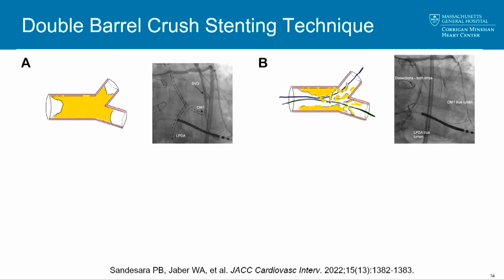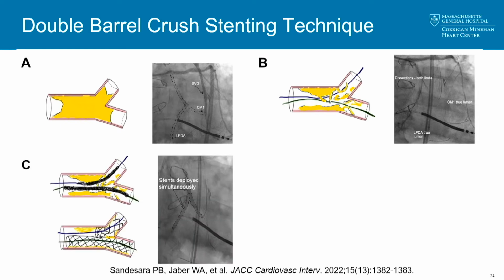Jabbar et al. from Emory published the double barrel crush stenting technique. In this technique, you basically have wires down into the true lumen, albeit with dissections in both limbs. You place stents in both the side branch as well as the main branch. The side branch stent is brought back to the point where on IVUS both wires are in the true lumen in the proximal portion of the vessel. Both stents are then inflated as a double barrel, essentially.